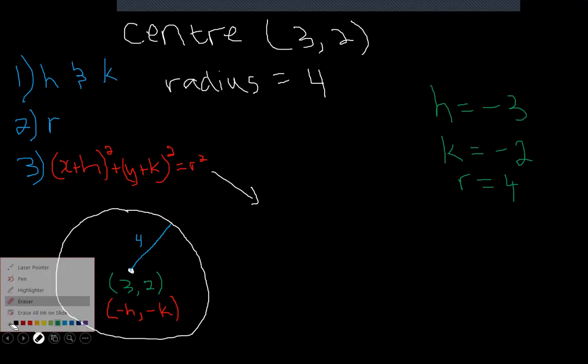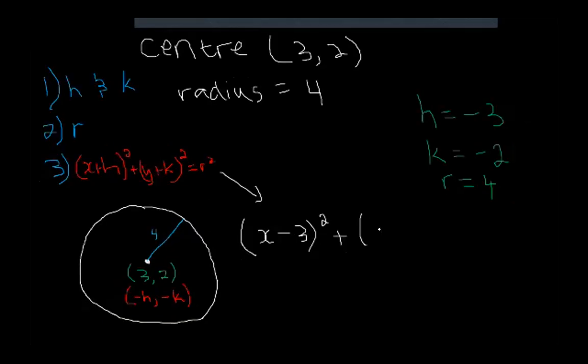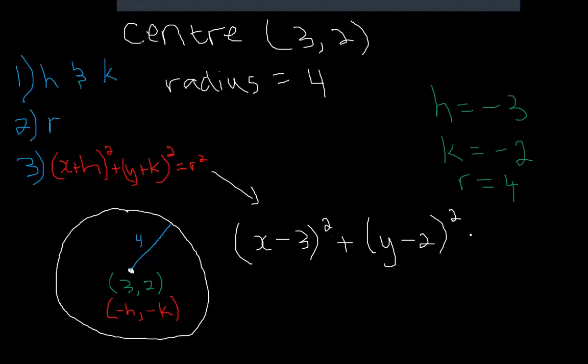So all we have to do is substitute the values. In brackets, x, h is -3, so we put (x minus 3) squared plus y, k is -2, so (y minus 2) squared is equal to r squared. We know that r is 4, so that's 4 squared.